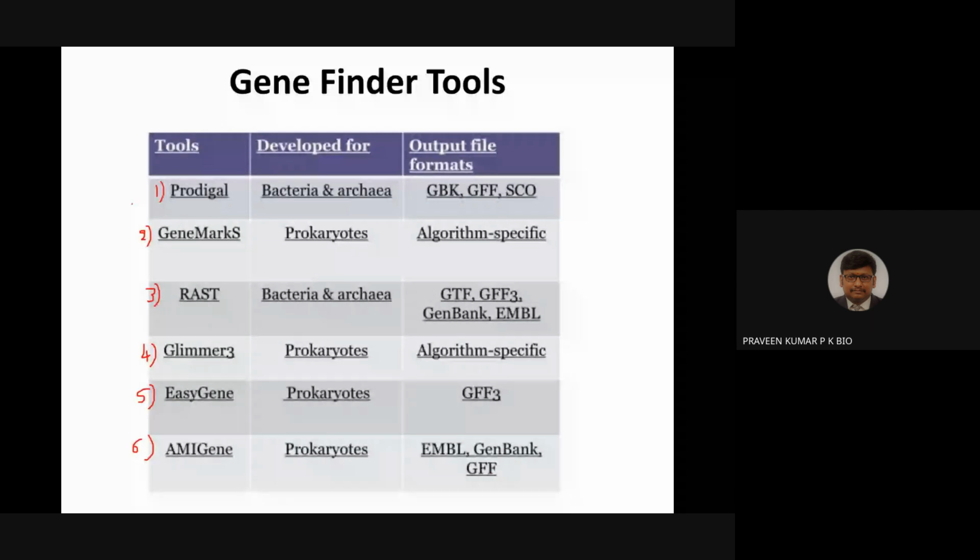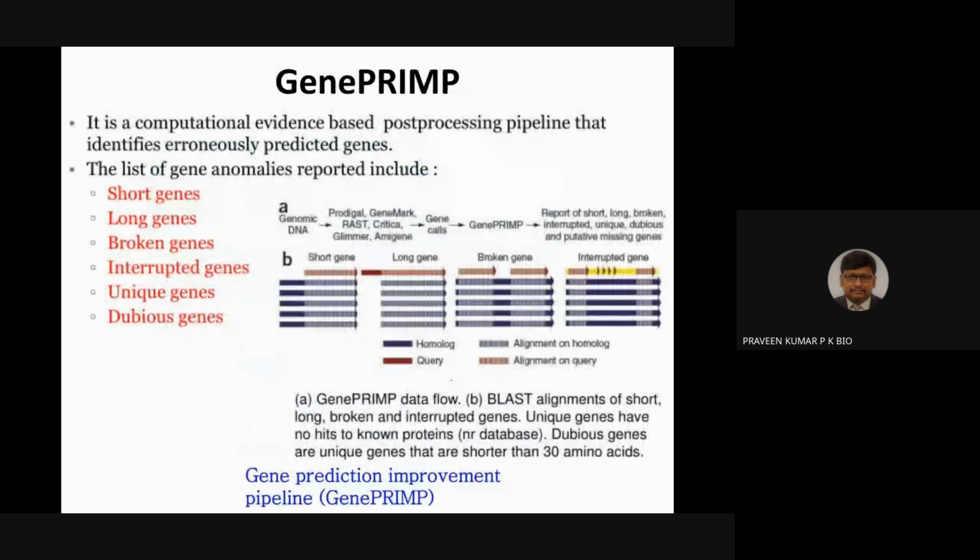So one can try these kinds of tools for these species, for this kingdom of organisms, and these are the output file formats we can get from these tools. One such example is GenePrimp. It is a computational, evidence-based post-processing pipeline that identifies erroneously predicted genes. The gene anomalies reported are short genes, long genes, broken genes, interrupted genes, unique and dubious genes.